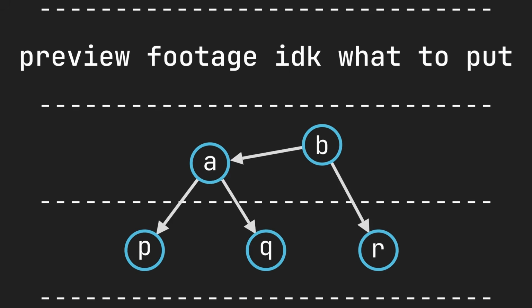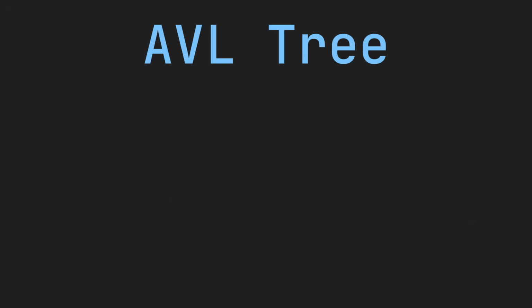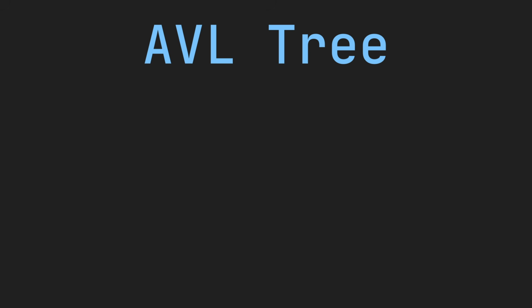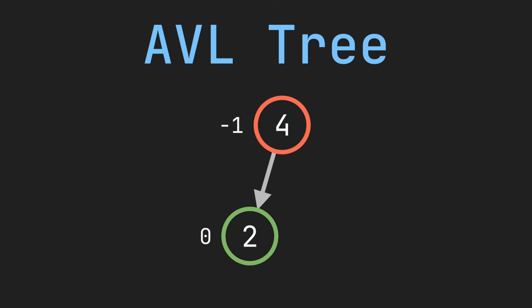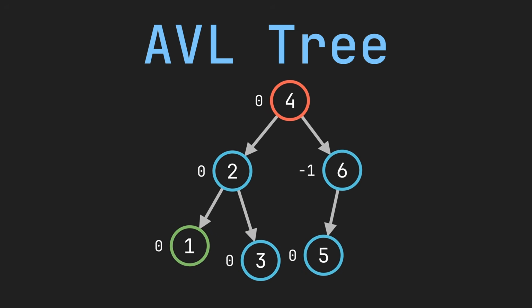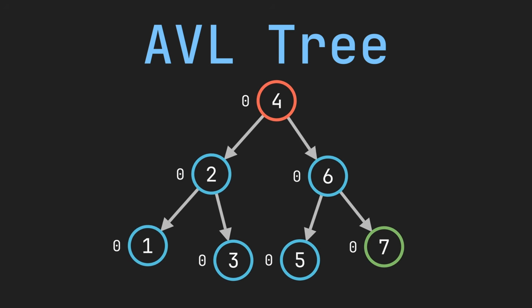The first self-balancing binary search tree proposed was the AVL tree, invented in 1962 by these two Soviet mathematicians, and the condition that AVL trees maintain to keep themselves balanced, called the invariant, is the height invariant. At every node on the tree, the difference in heights between the right and left subtrees, called the balancing factor, is kept to no more than 1 and no less than -1.